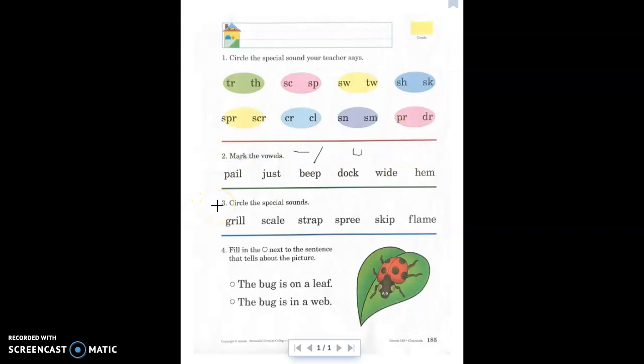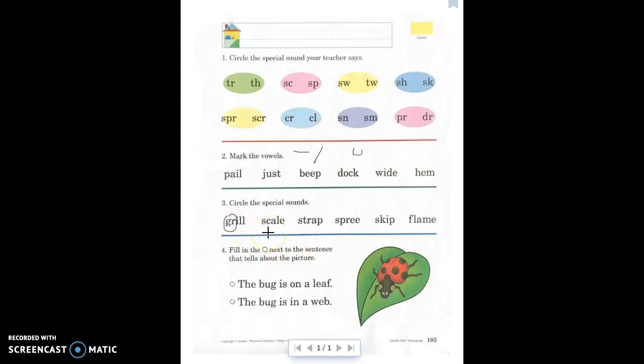For number 3, what we are doing here is we're going to circle the blends in each word that I give you. So you're going to have to pay really close attention to the words that I'm giving you. In the first word, this word is grill. I want you to circle the letters that make the gr sound. So for example, in this word, you would just circle the gr.